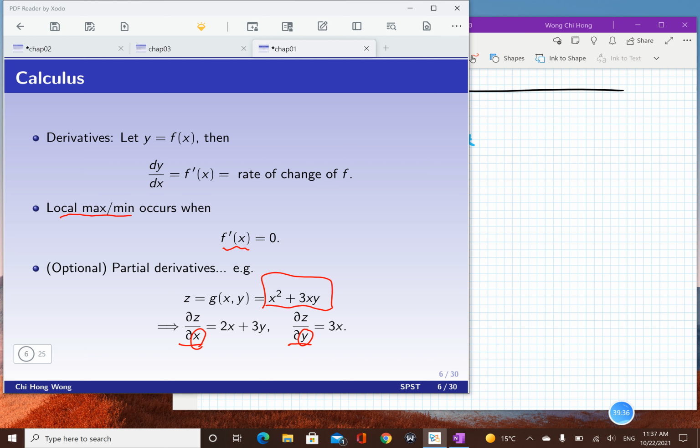Similarly, if you take this silly function and differentiate with respect to y, because we're looking at x as a constant, x squared would be just like a constant. Differentiating with respect to y, it will be 0, giving you 3x only.